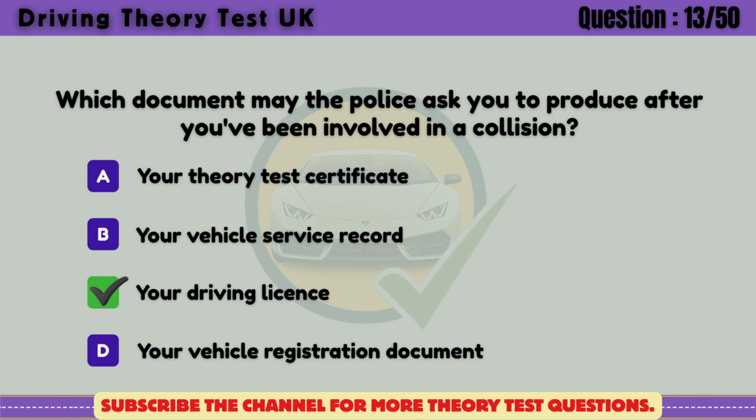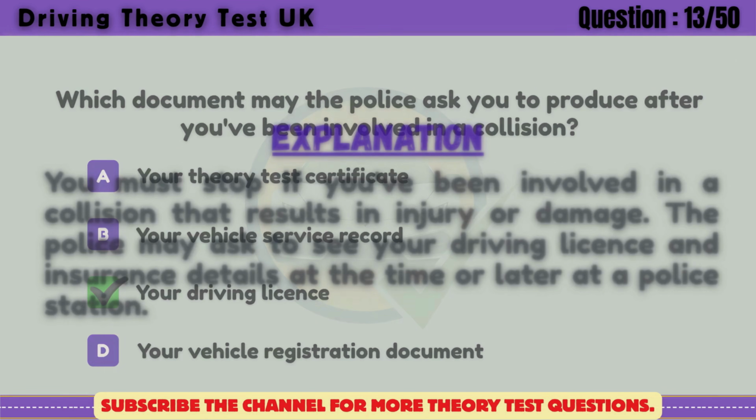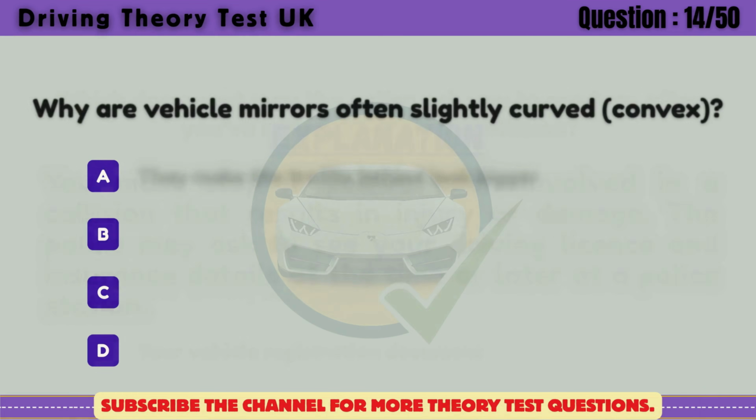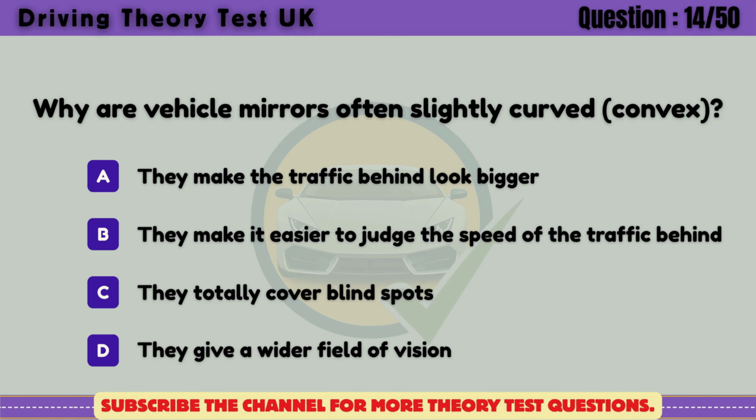Answer is C. Your driving license. You must stop if you've been involved in a collision that results in injury or damage. The police may ask to see your driving license and insurance details at the time or later at a police station. Question 14. Why are vehicle mirrors often slightly curved?